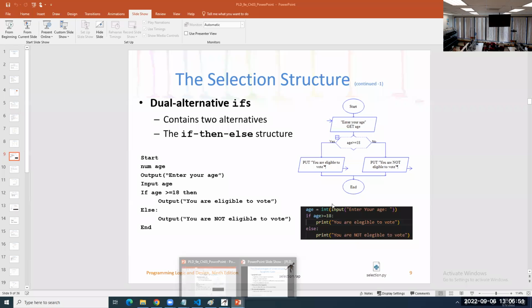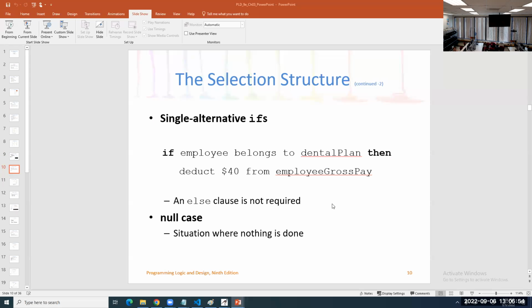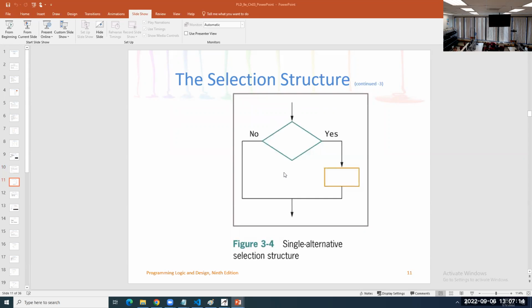Now, in some kind also you have the single alternative. Single alternative, that means you can think about this program here. If employee belong to the rental plan, right, then deduct 40 from the employee here. So what happened if he is not belong to the rental plan? Nothing, right? You got nothing, right? So that is the case of the single alternative here. So in the single alternative, again, you have the condition to check. If yes, you do something. If no, do nothing. So basically for the selection, you can have the single alternative or dual alternative here.